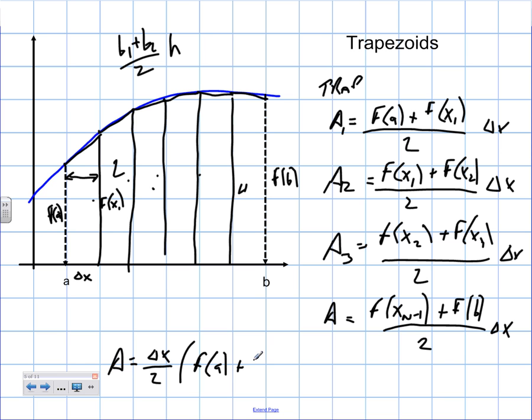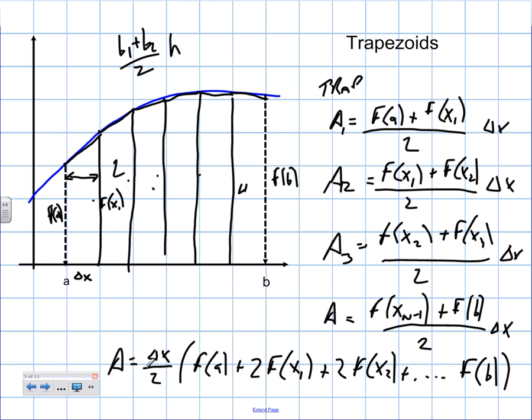So anything that's in the middle, we would count twice. Okay, plus dot, dot, dot, dot, dot. Finally, we'd get to the f of b, my other endpoint.